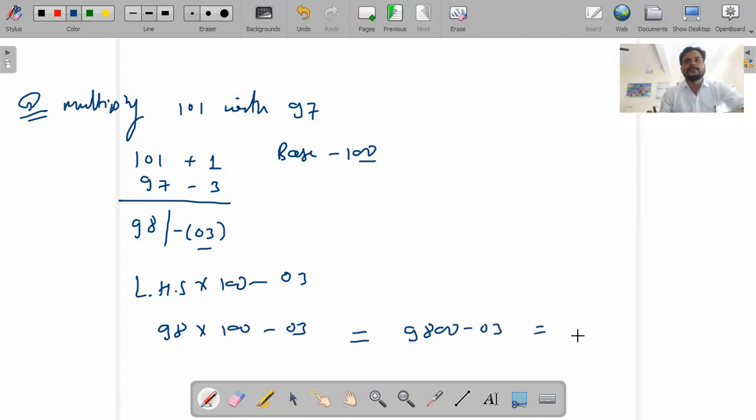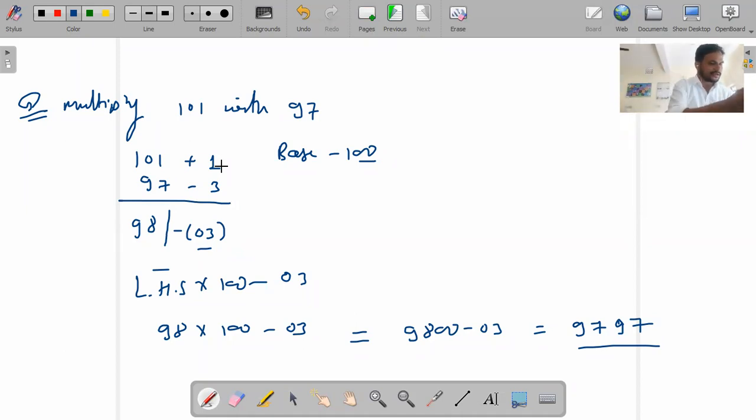What will be the answer here? 9797. Yes. So this will be the multiplication of these two numbers. Here we have considered the example where one number is greater than the base and one number is less than the base, right?